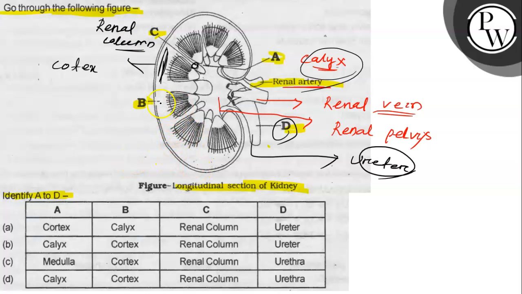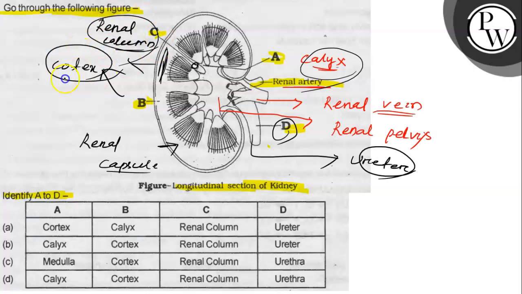And the B part, as I covered, is known as the cortex. This is known as the cortex, and the outermost part is the renal capsule. But the question is asking about the part which I circled.